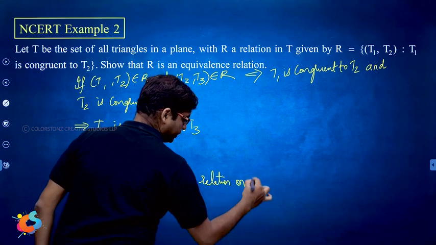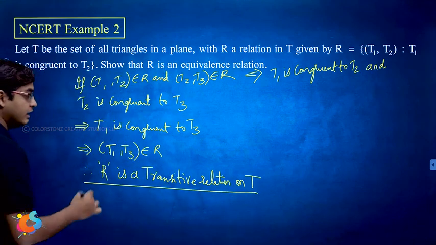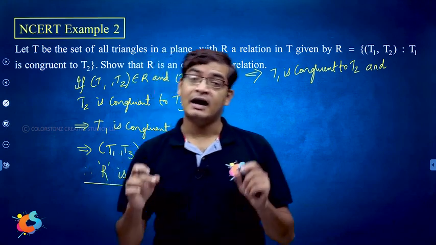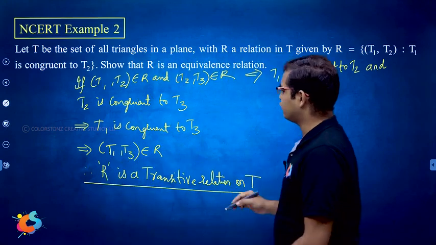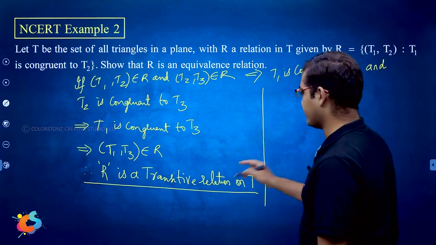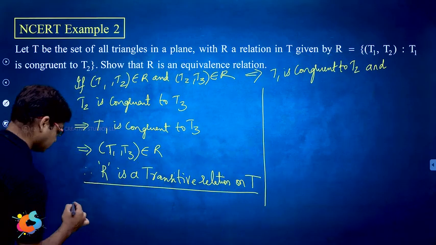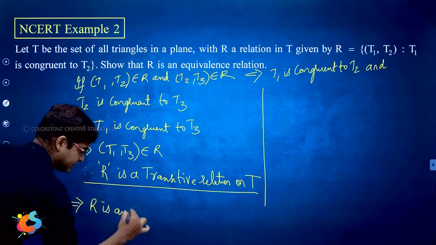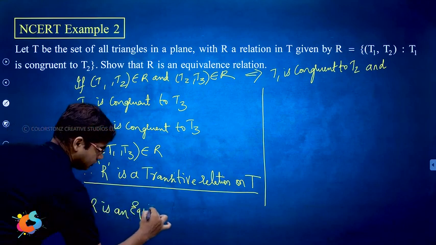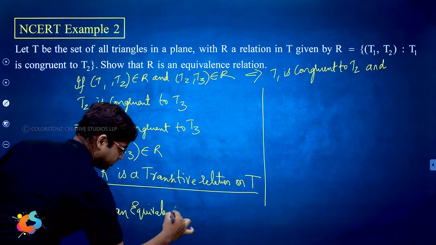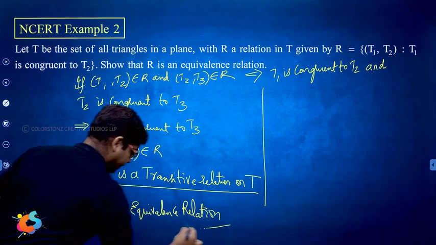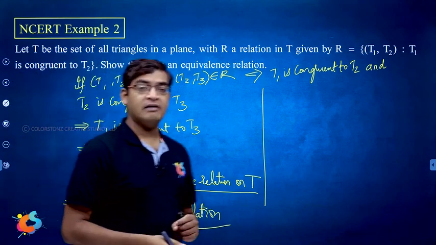Okay, so therefore, we have shown that R is reflexive relation, R is symmetric relation, R is transitive relation. So therefore, that's it. So implies, so finally, after this, implies R is an equivalence relation. So that is what we had to show, and we have shown.